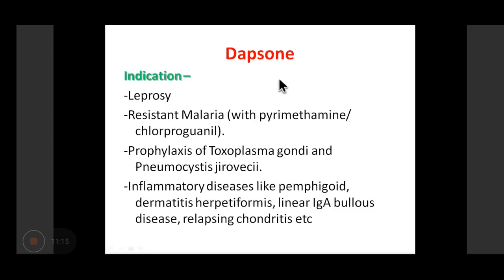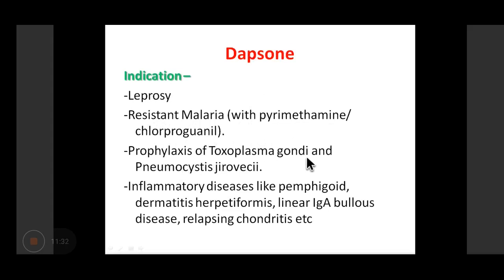So, what are the indications, as we discussed so far, that the spectrum is broad? It is used in leprosy. This is the antibacterial action of dapsone, which we'll read. In resistant malaria cases, we may use dapsone along with pyrimethamine and chlorpromazine. These are also sulfonamide group of drugs.